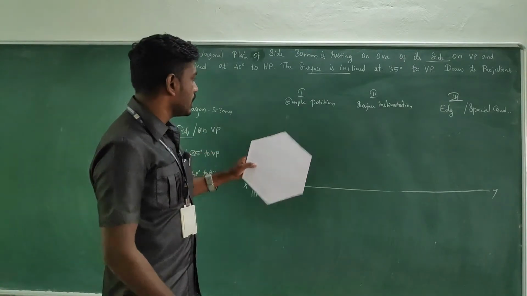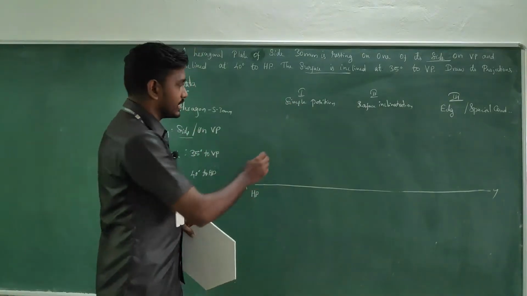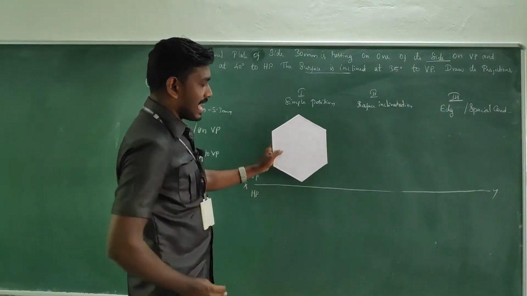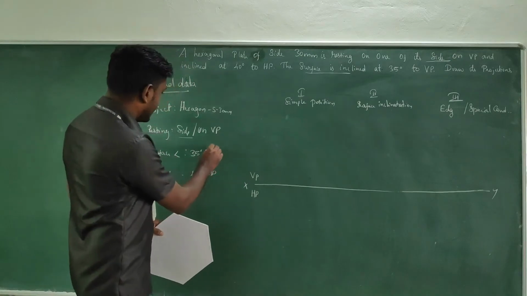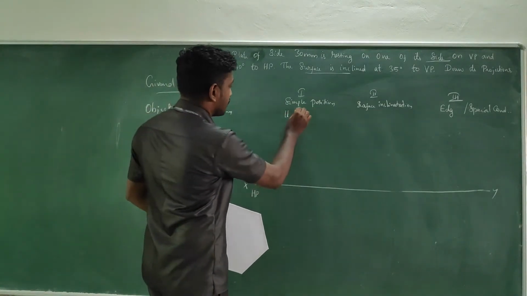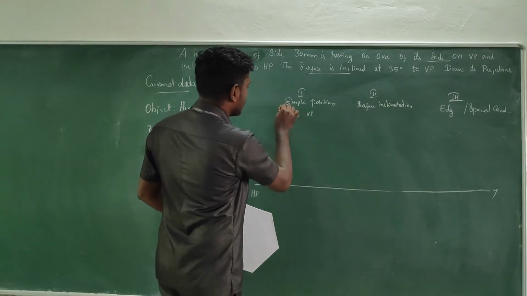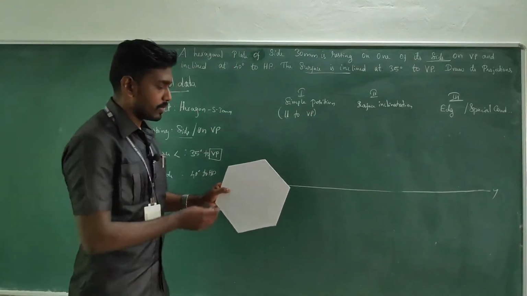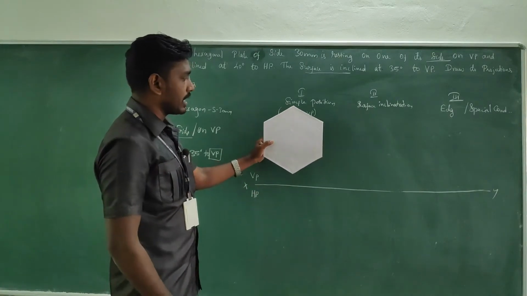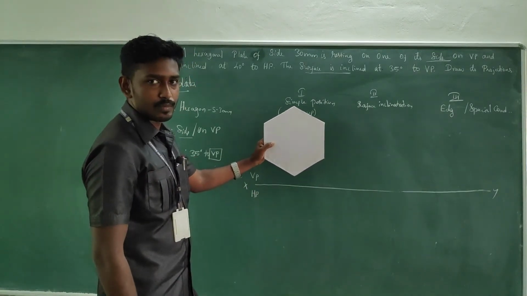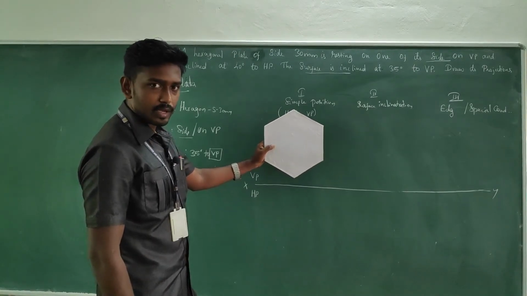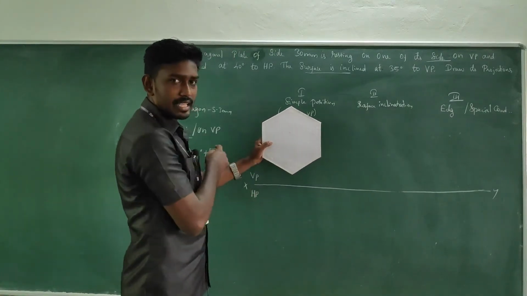So in the simple position, since the surface is inclined to VP, we are going to take the assumption that it is parallel to VP. We are going to consider the surface parallel to VP. The surface is parallel to VP. I am going to keep the object like this in the first position. For that I have to take the observation. This is a hexagon.